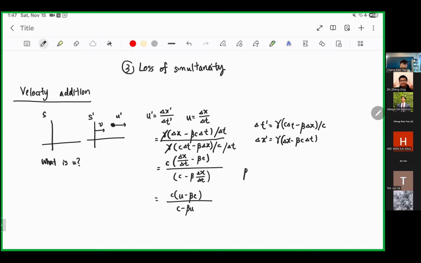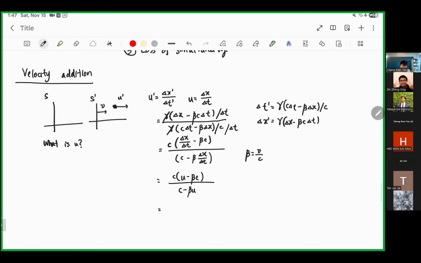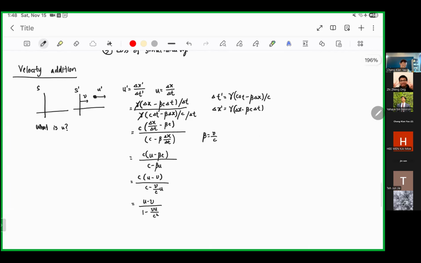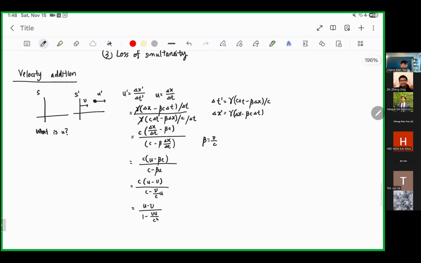Let's write beta, because beta is v divided by c. Let's write it like this. And then you have c minus v divided by c times u. And when we divide up and down by c, you have this vu divided by c squared. So that's velocity addition.